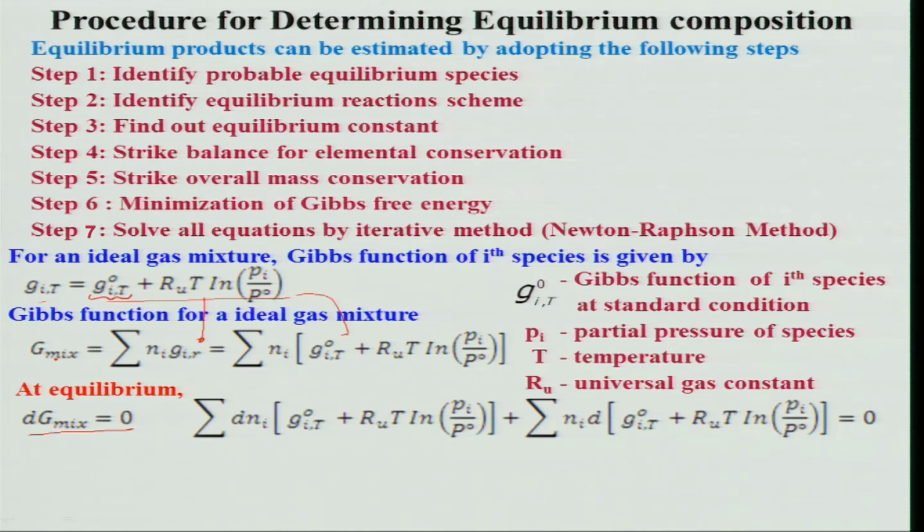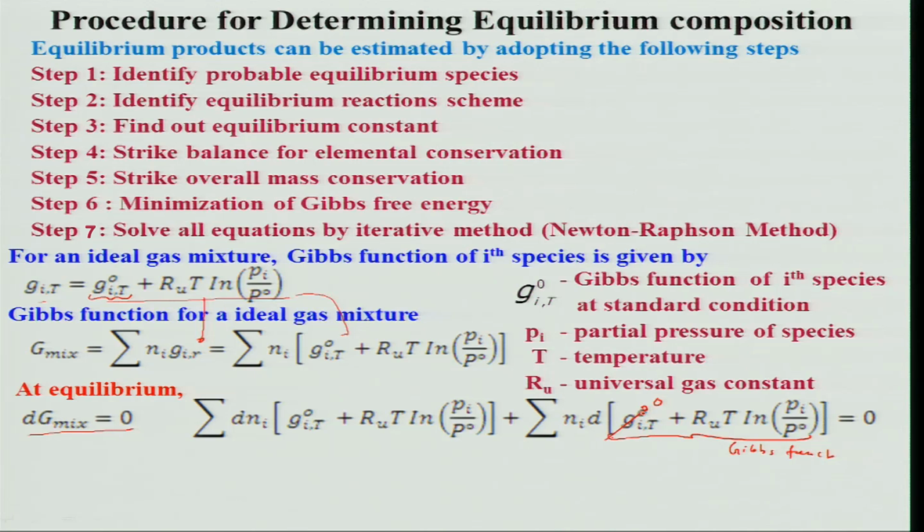So then what I will do? I will just differentiate this expression with respect to dn_i, keeping this as a constant. I will get dn_i (G_i^0 + R_u T ln(P_i/P^0)). And similarly, keeping n_i constant, I will be differentiating this Gibbs function, because this is the Gibbs function. What will I get? If I differentiate dG_i^0(T), it will be constant. So this term will be 0.